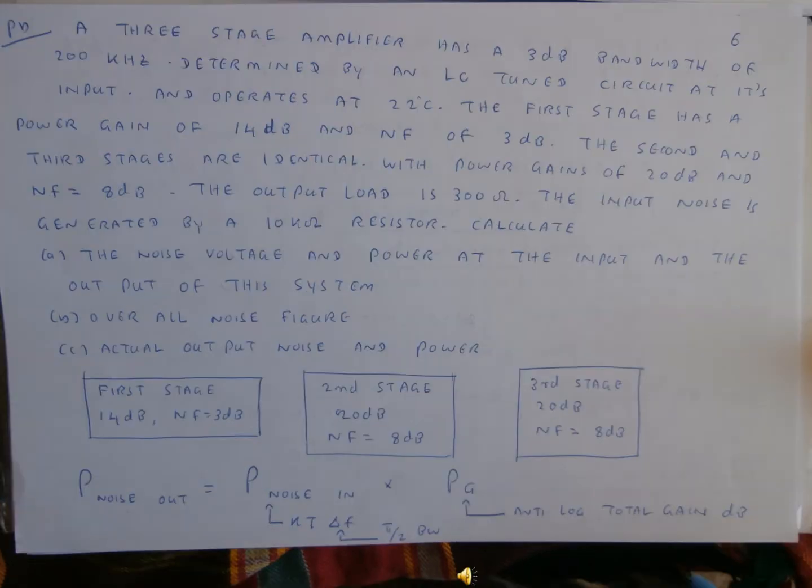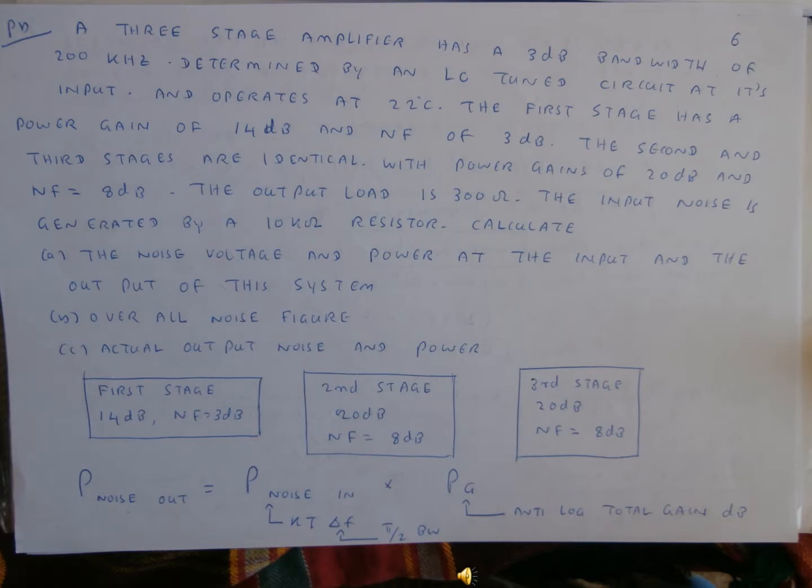And now we saw another problem. A 3-stage amplifier has a 3 dB bandwidth of 200 kilohertz. Determine the LC that tunes the circuit, and the input operates at 21 degrees centigrade. The first stage has a power gain of 14 dB and a noise factor of 3 dB, and the second and third stages are identical with a power gain of 20 dB and a noise factor F equal to 8 dB. The output load is 300 ohm.